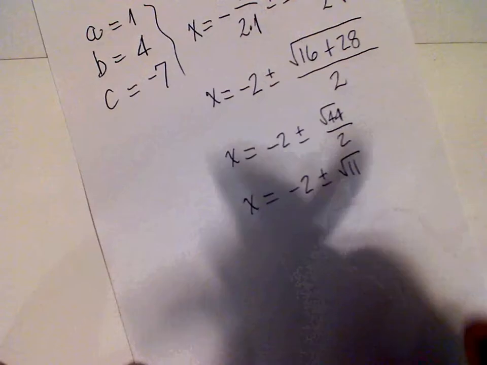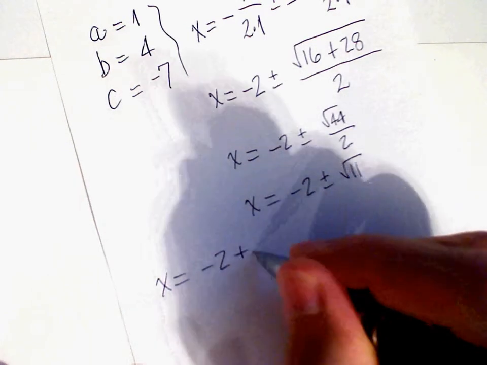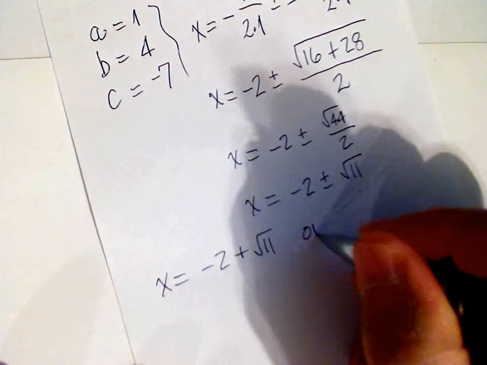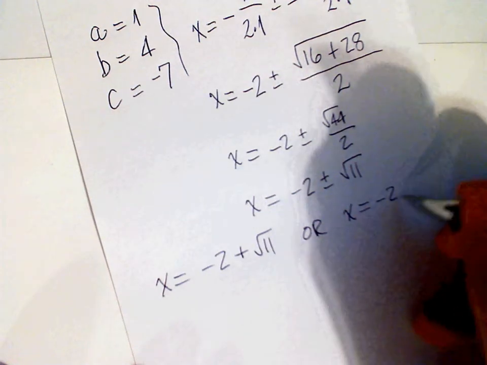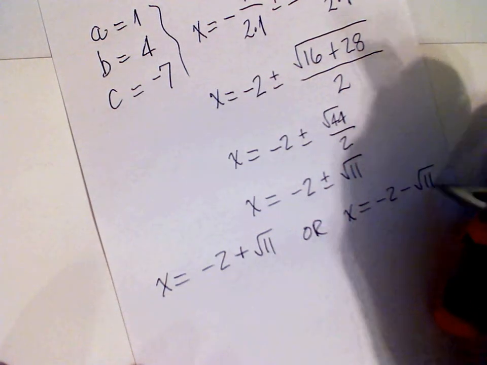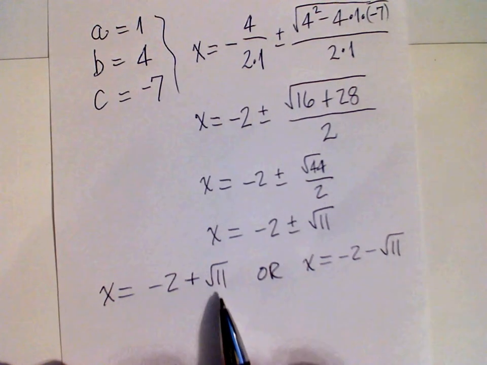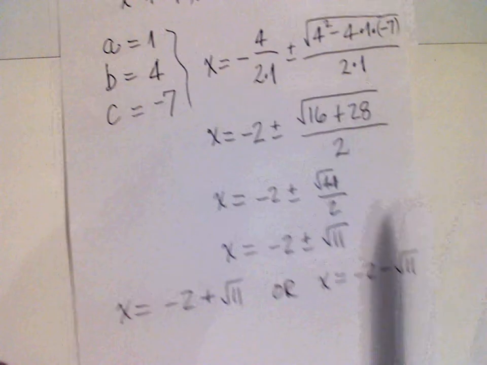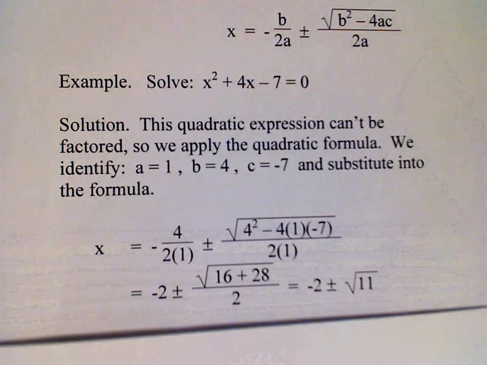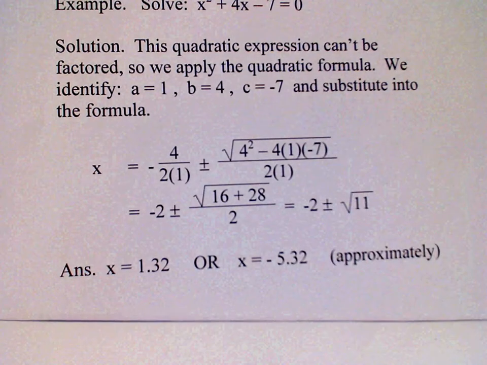Okay, so our two solutions are x is equal to -2 plus root 11. x equals -2 minus root 11. And if you're interested, you can get approximate values for root 11 and substitute them in. And the approximate answers are given here in the notes.